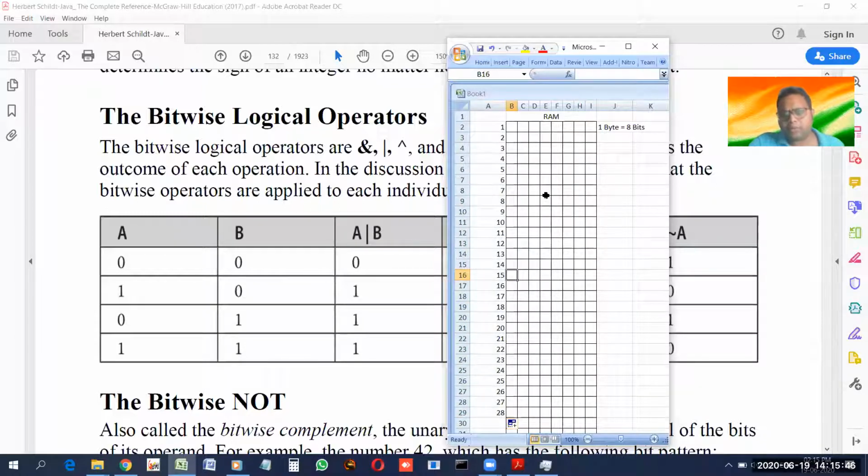Now, one question I would like to ask you, if you know, then just try to answer this. How many bytes are there, or how many memory cells are there in 1 GB of RAM? Let me answer this. As we know, a RAM is a collection of memory cells. This is memory cell number 1, this is cell number 2, this is cell number 3, like this.